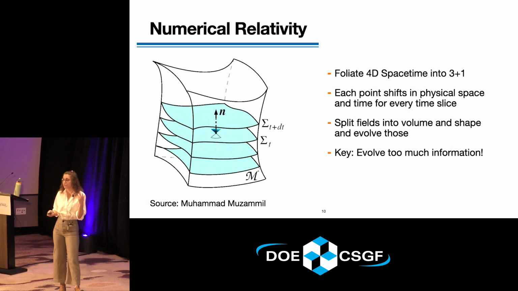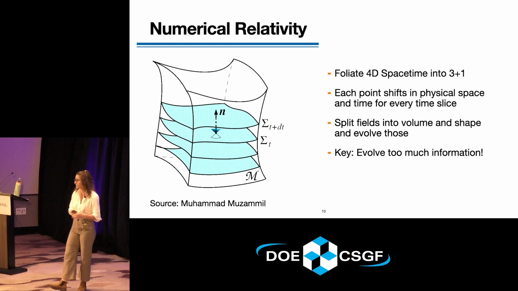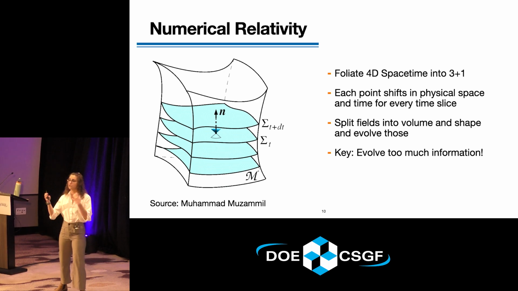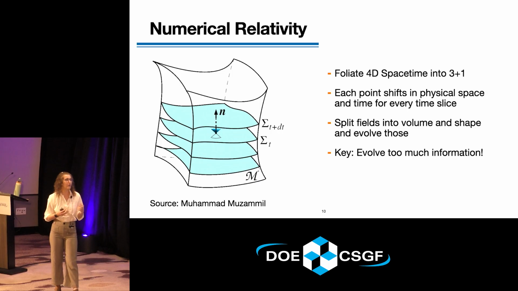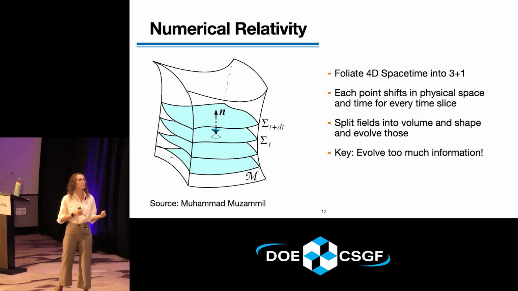This is the branch in physics known as numerical relativity. Its goal is to use computers to solve Einstein's field equations. And I want to understand what this means a little bit so that we can understand what it means to simulate a primordial black hole. So what happens in numerical relativity?